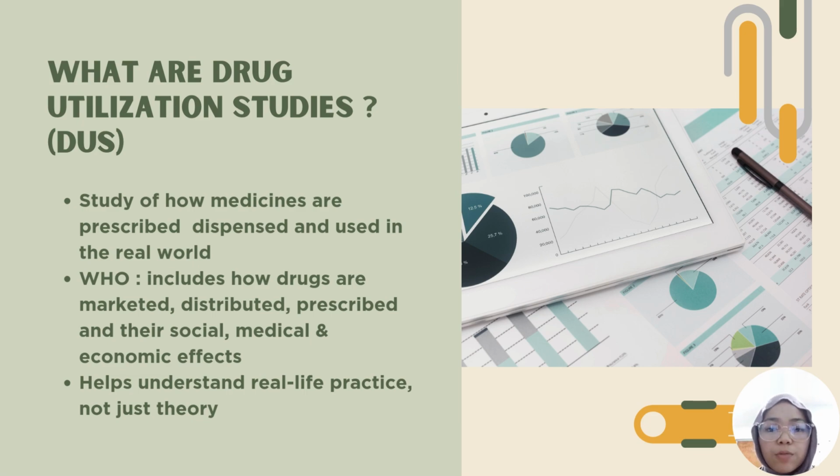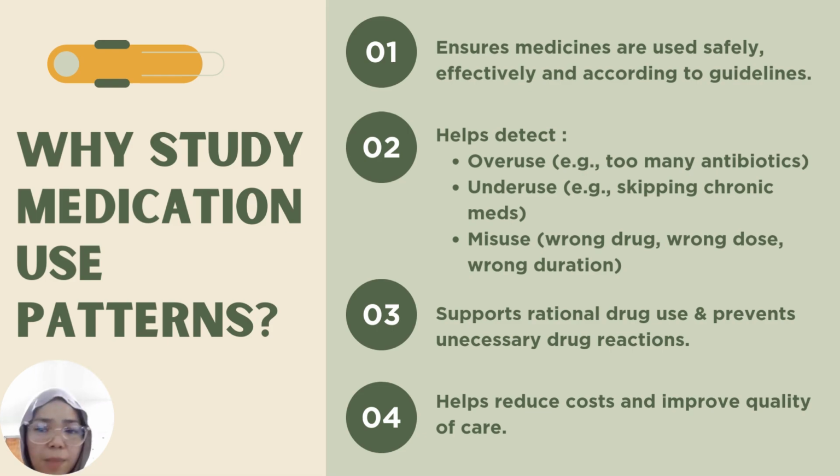In simple words, DUS looks at how medicines are prescribed, how they are given out by the pharmacy, and how patients actually use them. According to WHO, it also includes how drugs are marketed and their social, medical, and economic effects. Basically, DUS helps us to see what is happening in real life, not just what is written in the guidelines. So why do we need to study these patterns?